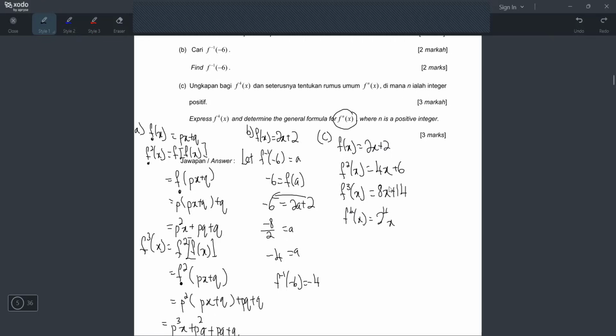Let's see. What is the pattern here? Okay, if you look at 2, it's actually this number minus 2. Do you agree? 4 minus 2 is 2, right? And then this number, 6, is actually the next number, which is 8 minus 2, right? So 14 is actually the next number, which is 2 power 4. 2 power 4 is 16, by the way, and minus 2 is 14. So can you see it really works, right?